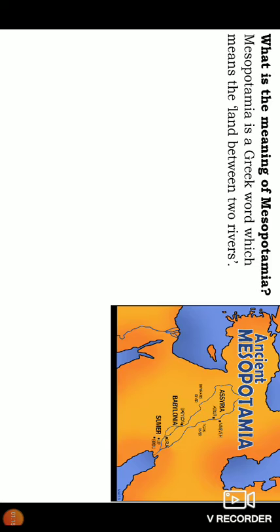The first question that also comes for the exam is, what is the meaning of the term Mesopotamia? Mesopotamia is derived from a Greek word which means land between two rivers. Land between two rivers. So the two rivers are, here is Mesopotamia on your right.